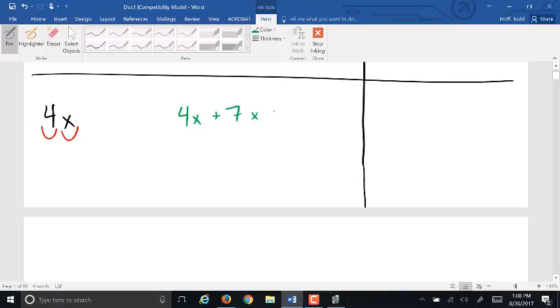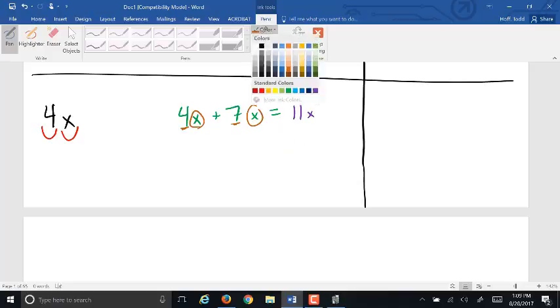4x plus 7x, what do we get? 11x, exactly. Because when we add, we combine the counts, 4 and 7 make 11, and we keep that same name, so it stays x.